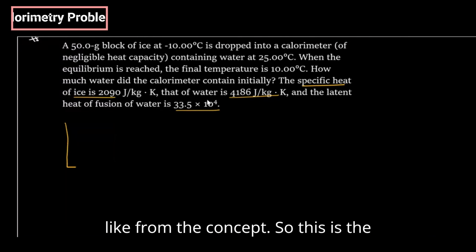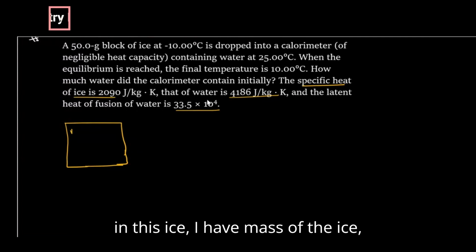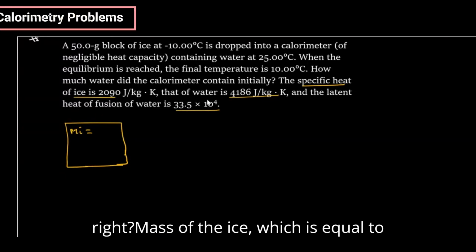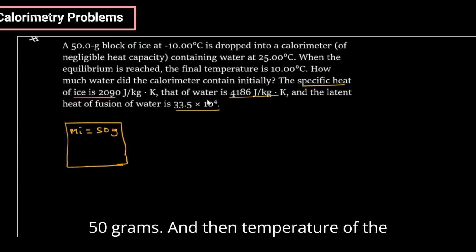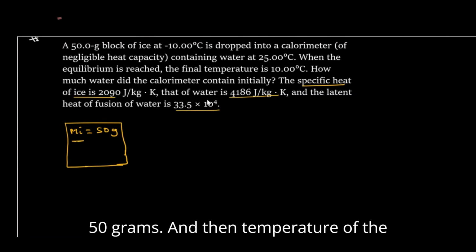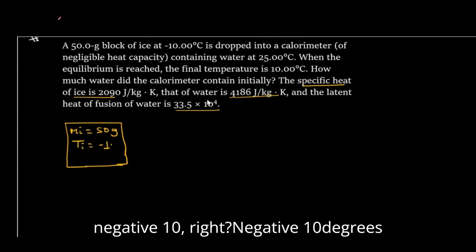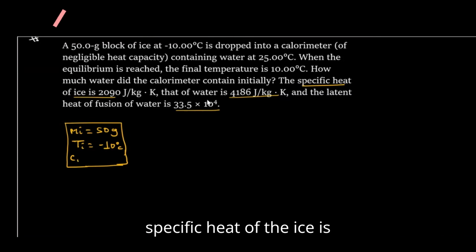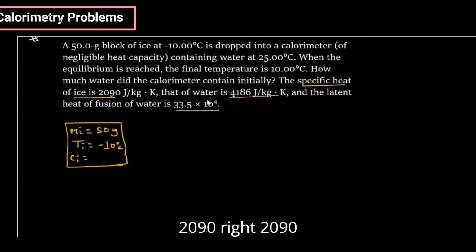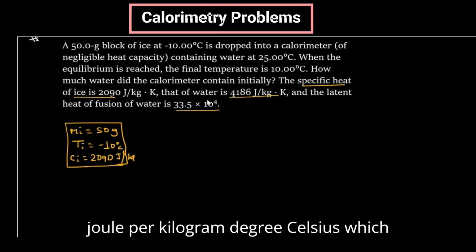So this is the ice. In this ice, I have the mass of the ice, which is equal to 50 grams. And then the temperature of the ice is given as negative 10 degrees Celsius. And then the specific heat of the ice is 2090 joule per kilogram degree Celsius.